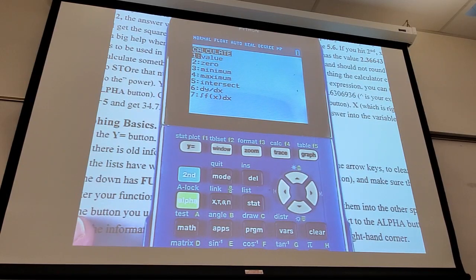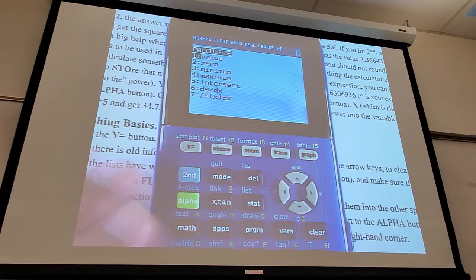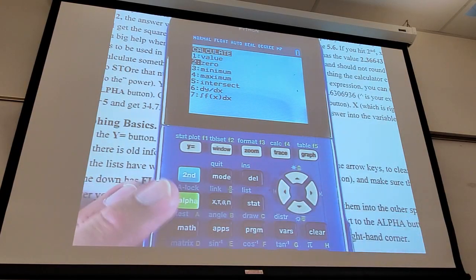Good? Are you ready? You have to let me know if anything's going wrong. Is anybody not able to see this menu? I mean, on your own calculator. Okay, so hit number 2. We want 0.